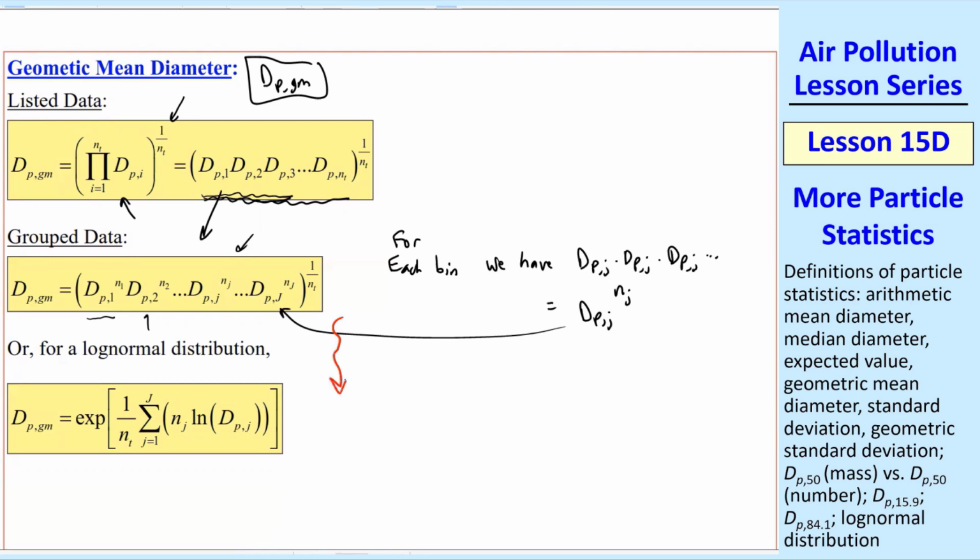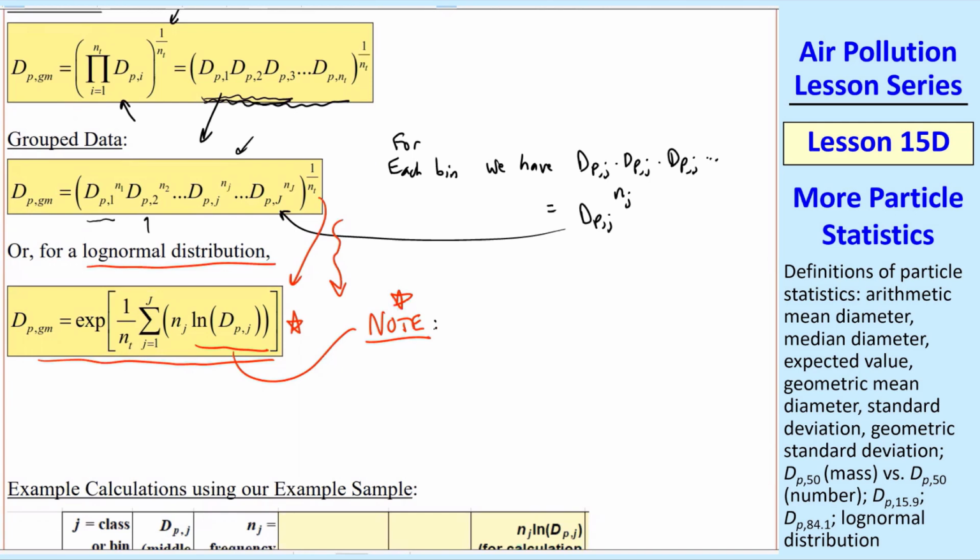Now here's an exercise for a long, cold, rainy night. If it's a log-normal distribution, this equation can also be written as this equation with an exponent and natural log. Now, before I continue, I have to make a note here.